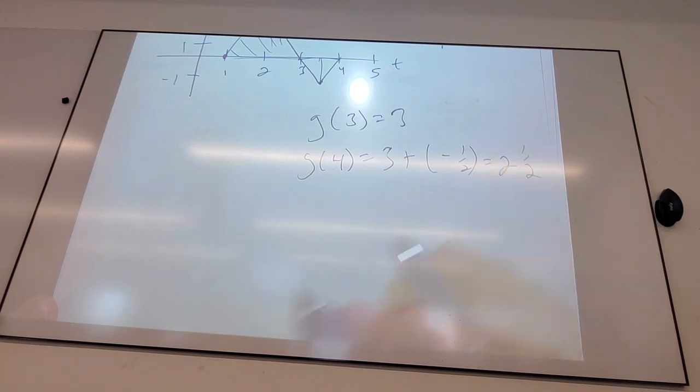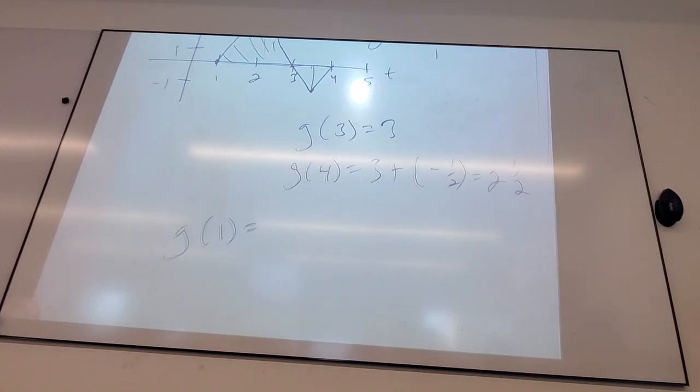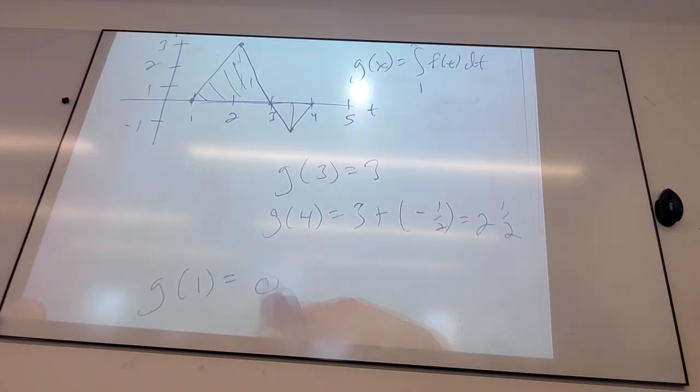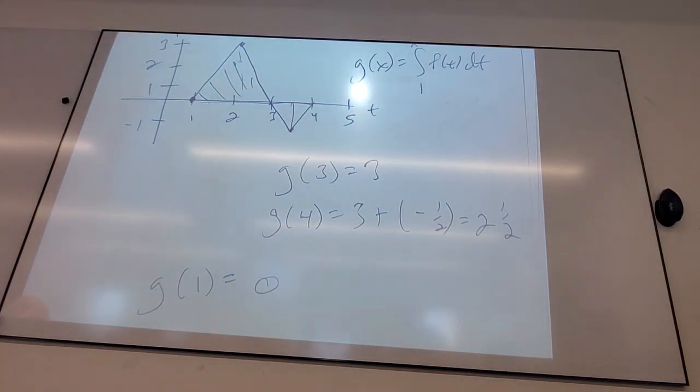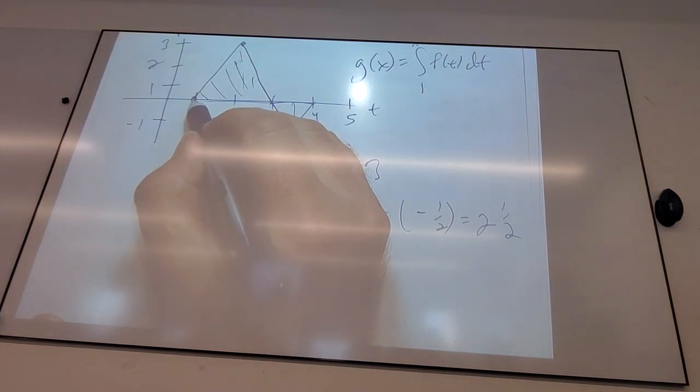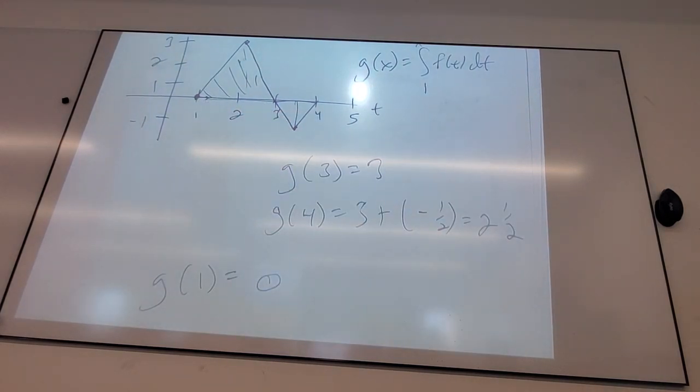What would g of 1 be? 0, of course, because I want the area from 1 to 1, so that would be 0. And it's not 0 because it's there. It's 0 because I haven't moved it. Okay.